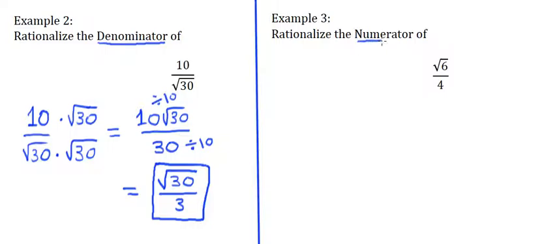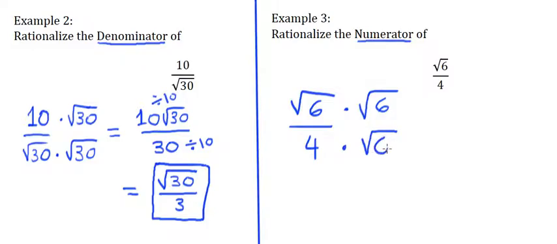Rationalize the numerator. So they give us this fraction, square root of 6 over 4. We have to rationalize the numerator, meaning we have to eliminate the square root on the numerator. For that, follow step 1. It says multiply by the square root. You need to eliminate it on top and bottom.